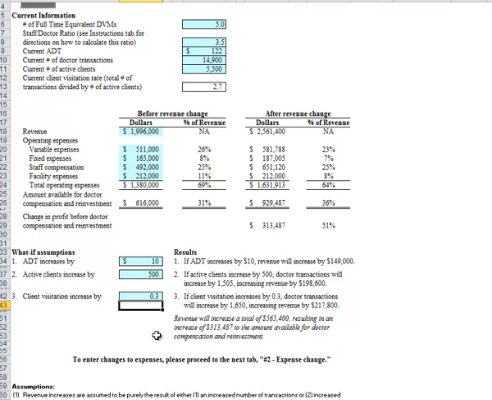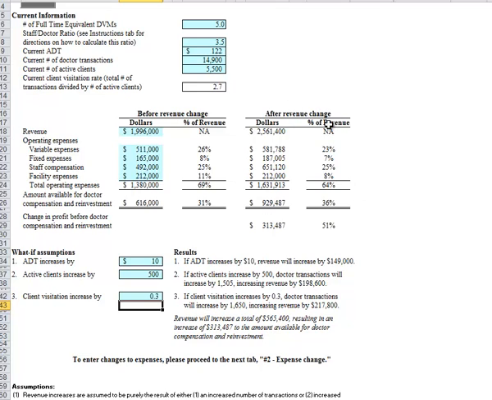And if client visitation increases by 0.3 times, in other words, we go from 2.7 to 3 times a year for medical purposes, then doctor transactions will increase by roughly 1,700 and revenue will grow by about $218,000. So these three changes would have a positive impact on revenue of $565,000 total, resulting in an increase of $313,000 in the amount available for doctor compensation and reinvestment.